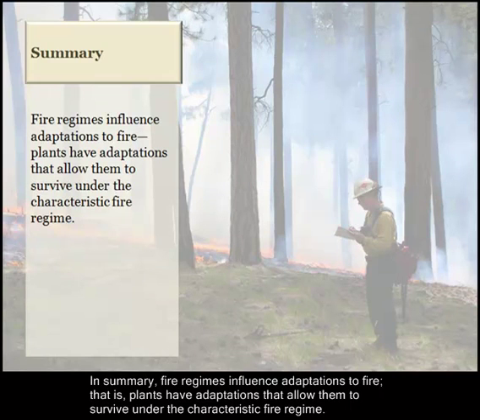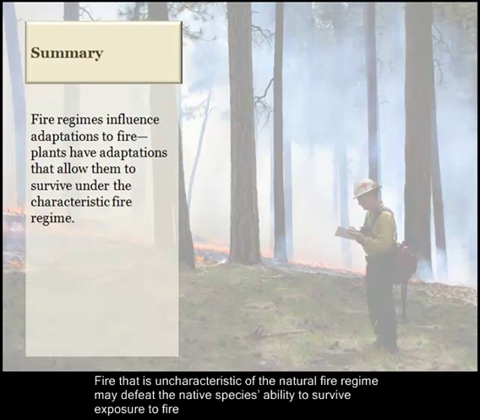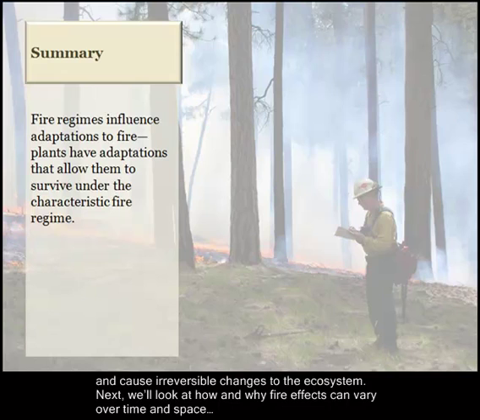That is, plants have adaptations that allow them to survive under the characteristic fire regime. Fire that is uncharacteristic of the natural fire regime may defeat the native species' ability to survive exposure to fire and cause irreversible changes to the ecosystem. Next, we'll look at how and why fire effects can vary over time and space.